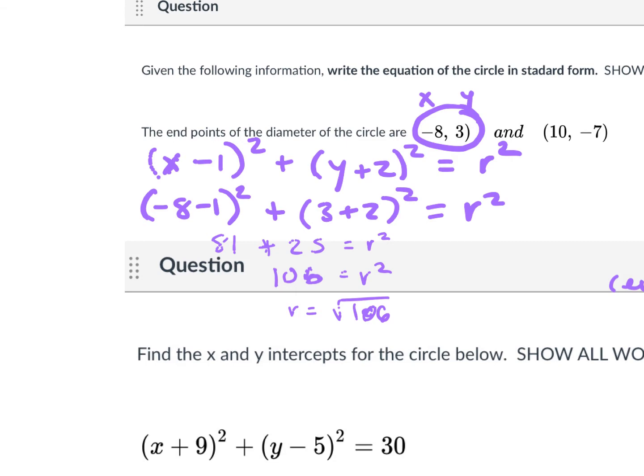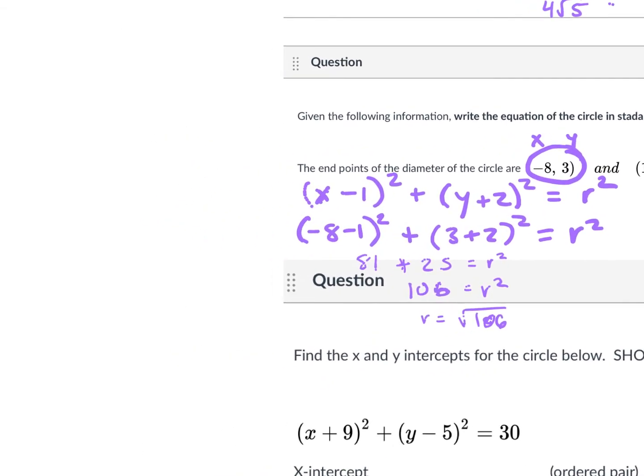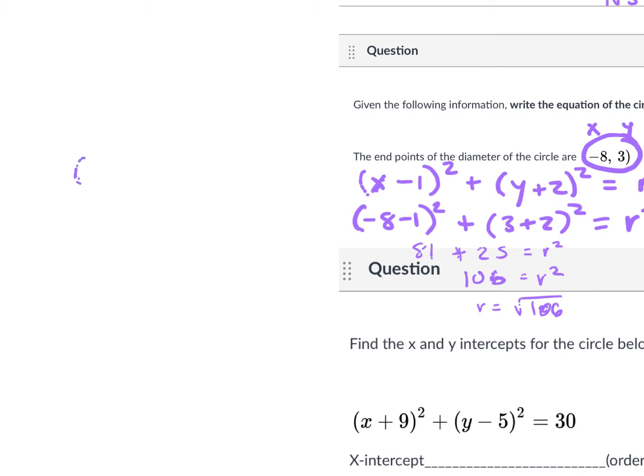Then I just plug it into my formula with my x and y. So x minus 1 squared, plus y plus 2 squared is equal to the square root of 106. It is. You are right. Radius is squared, so it should just be 106 here.